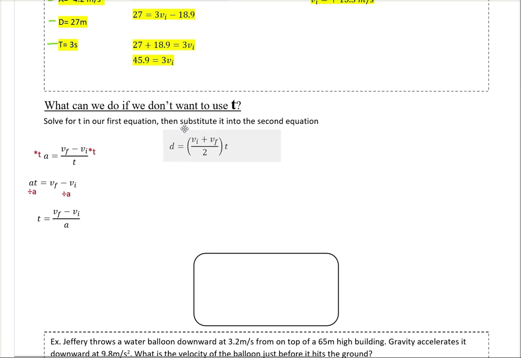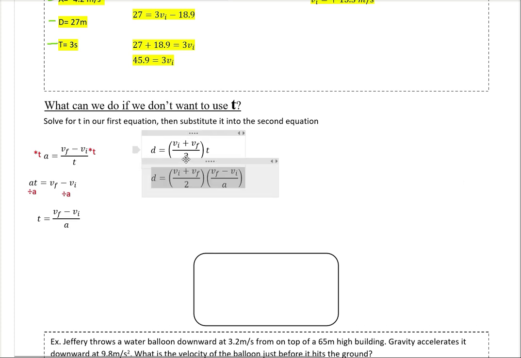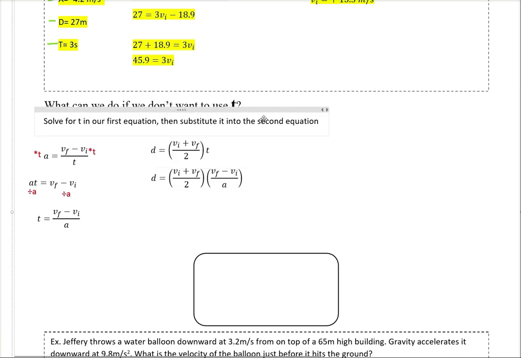So here's my second equation. D is equal to VI plus VF, all divided by 2, multiplied by T. Well, the D is equal to VI plus VF over 2, that part doesn't change. It's just this T. T is going to turn into what T is equal to, which is VF minus VI over A. So here it is. Notice D is the same, VI plus VF over 2 is the same, but instead of T, I wrote what T was equal to.